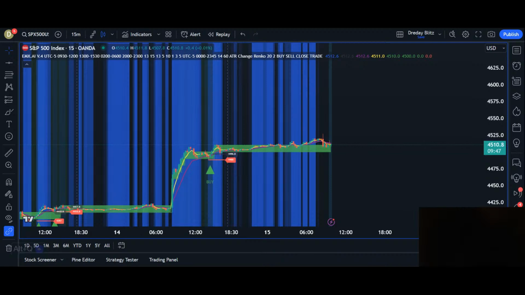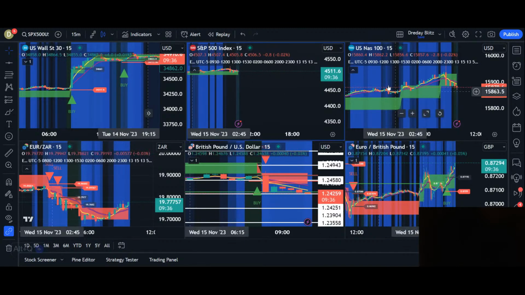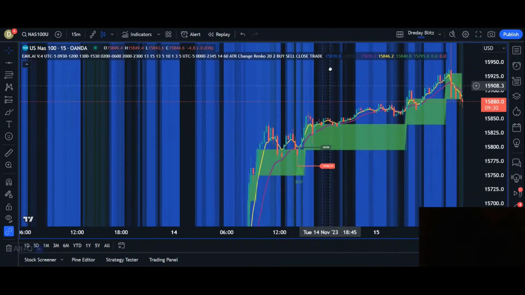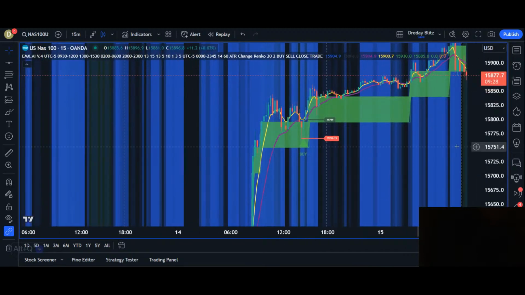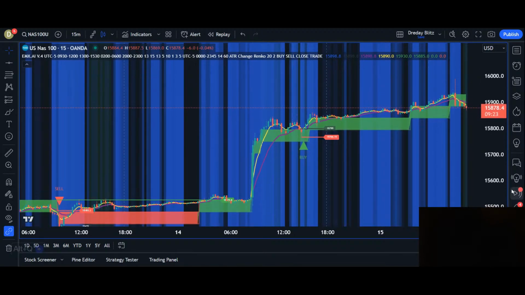So if you have any questions, make sure to put them in the chat, and I will gladly answer any questions. Or if you want me to revise any pairs that you usually trade, don't be shy. I will pull up the chart and show you exactly how it works with the EMX AI system.